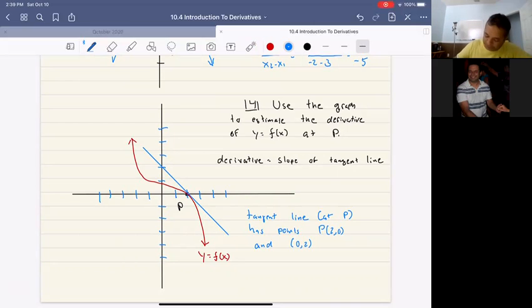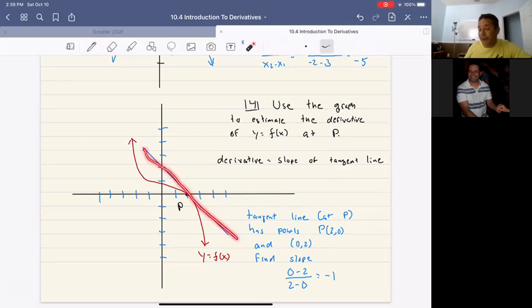Okay, so zero minus 2 over 2 minus 0. So that's this 0 minus that 2 divided by this 2 minus that 0. And that comes out to be -1. And we see this is a line sloping down, so it should have a negative slope. So we're comfortable with that answer.